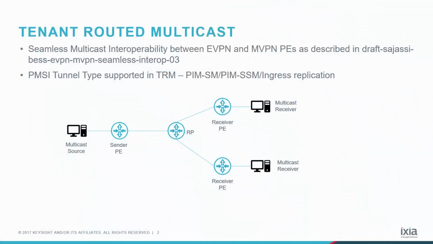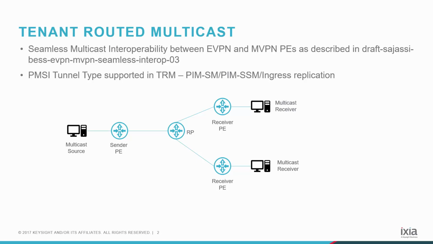Before going into the configuration details in IX network, let us first understand what TRM is all about. TRM provides IP multicast solution in data center using interoperability between EVPN VXLAN and NGM VPN as defined in RFC 6513 and RFC 6514.